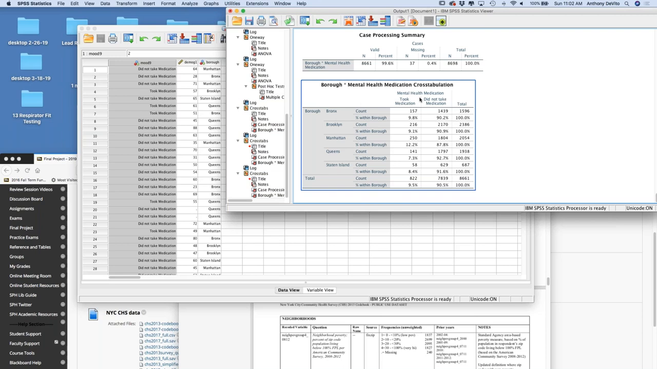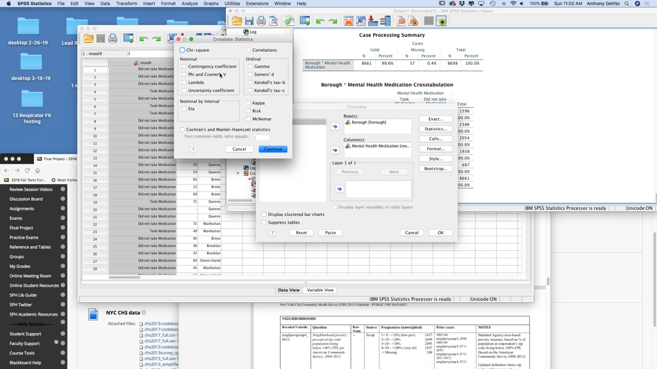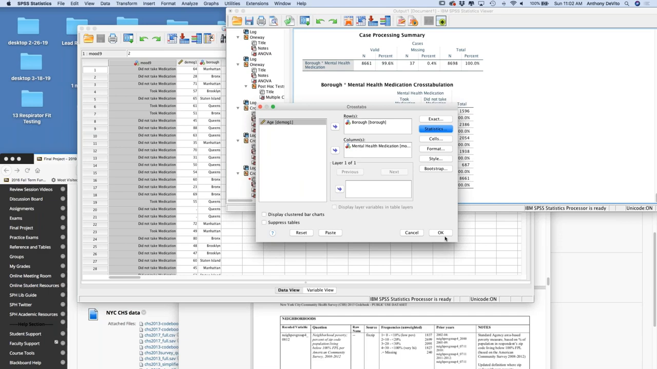Analyze, descriptive statistics, crosstabs again. That's where I'm going to find it. Under statistics, I'm going to ask it to calculate the chi-square value, and I'll click continue. I'm also going to click off risk so I don't waste any time. Risk would be odds ratio and relative risk, but we're going to get an error when we do that. I think some of you probably already know why. So I'm going to click OK.